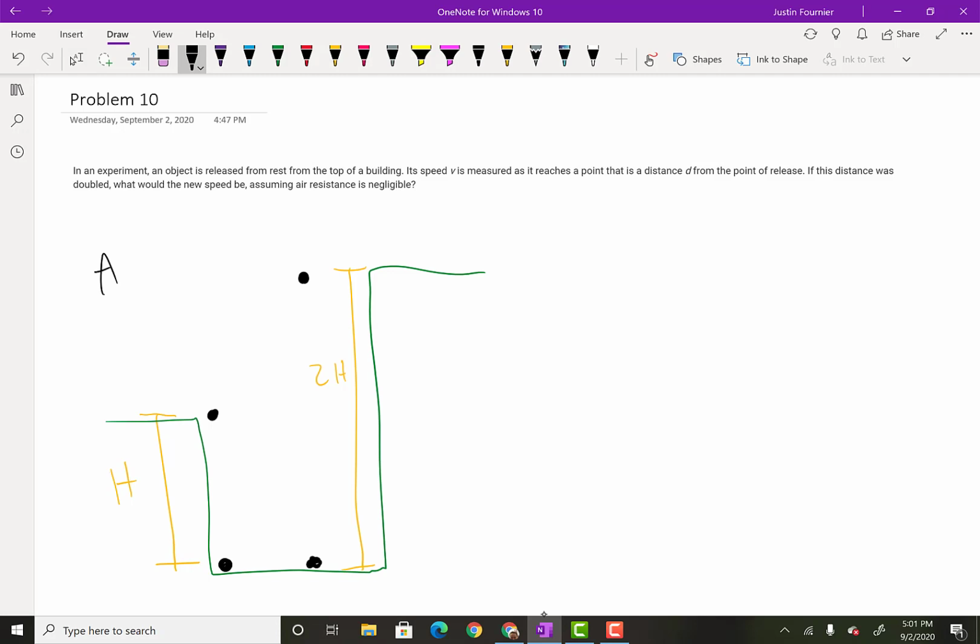So here I'm going to call situation A, and here situation B. I've already set this up, but they basically say, in an experiment, an object is released from rest at the top of a building. Its speed v is measured as it reaches the point that is at a distance d from the point of release. If this distance was doubled, what would the new speed be, assuming the air resistance is negligible? So this is now twice d, and what would be the new speed?